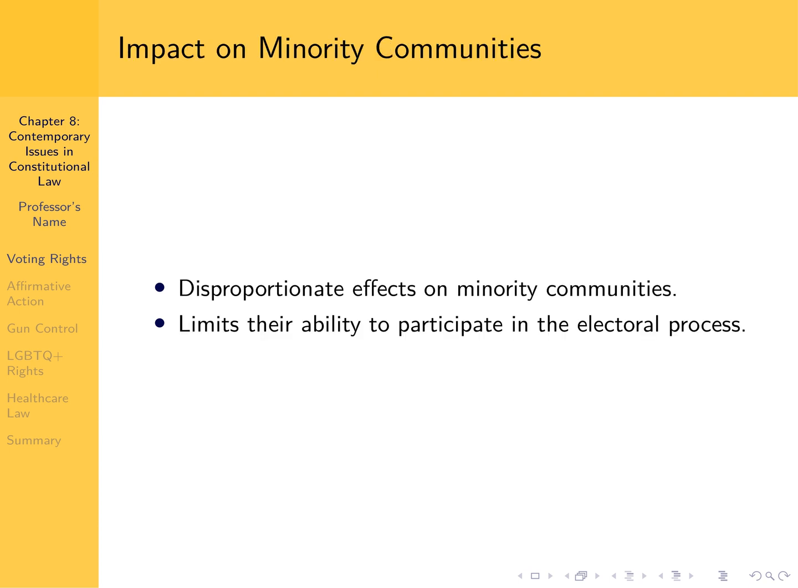Minority communities often face disproportionate effects when it comes to constitutional issues. For example, voter ID laws have been shown to disproportionately affect minority communities by making it harder for them to obtain the required identification. This can limit their ability to vote and participate in the electoral process, ultimately hindering their representation in government. Gerrymandering is another practice that can dilute the voting power of minority communities by manipulating district boundaries to favor one political party.